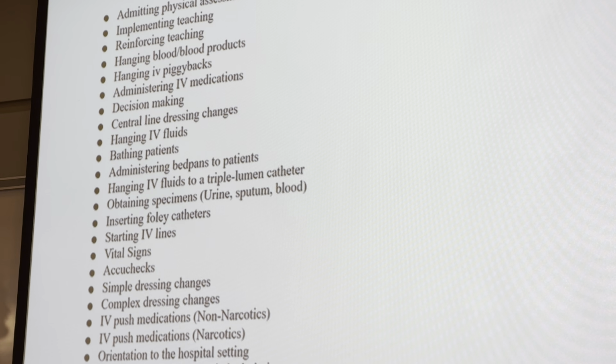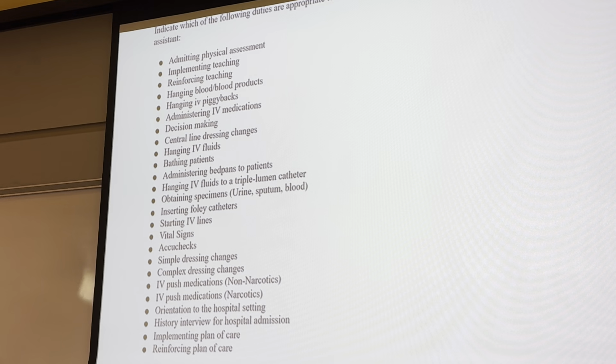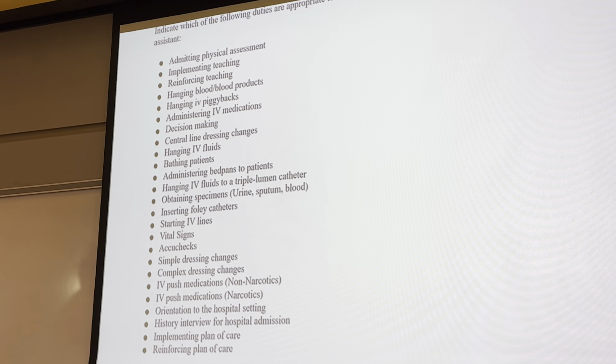History interview for hospital admission: RN. That gets a little more involved and in depth, taking that initial admission assessment. Implementing the plan of care: RN. We're responsible for providing that overall care, implementing the care that the physician has prescribed. We can delegate that out, but we're still overall responsible for implementing that plan of care.